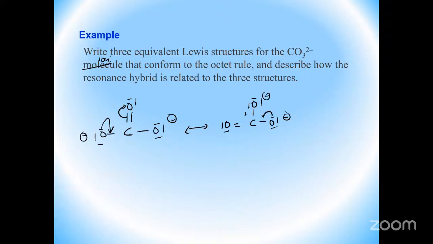This goes here, and this pair of electrons goes here, and you're going to end up with O, single bond, C, O, double bond, O, and a minus charge here, right? And those are the 3 resonance structures for the carbonate ion, all right?